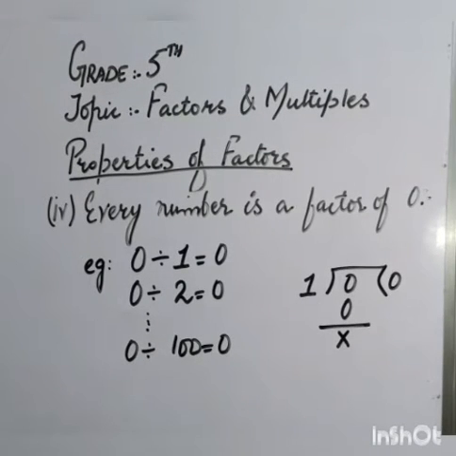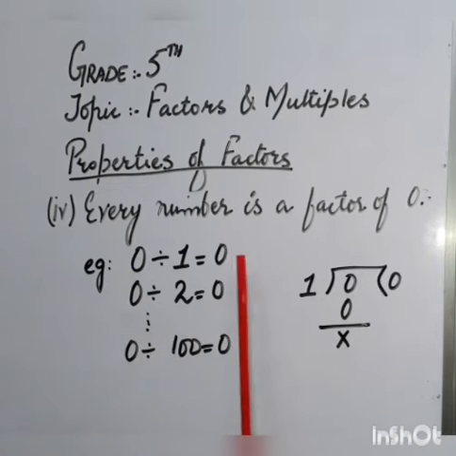Now students, next property, the fourth property, is every number is a factor of 0. हर कोई number 0 का factor है. For example, 0 divided by 1. If we divide the 0 by 1, 1 0 are 0, 0 minus 0 is 0. So that means this 1 is exactly dividing this 0.